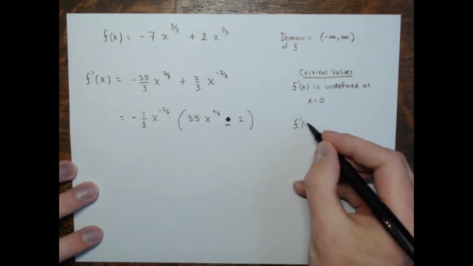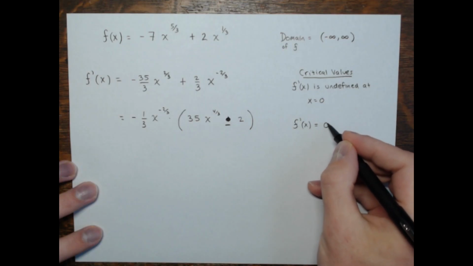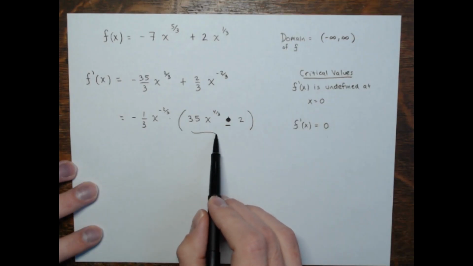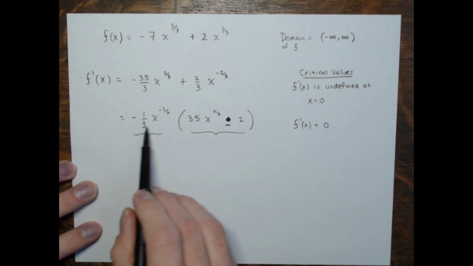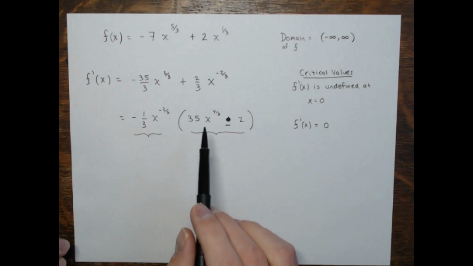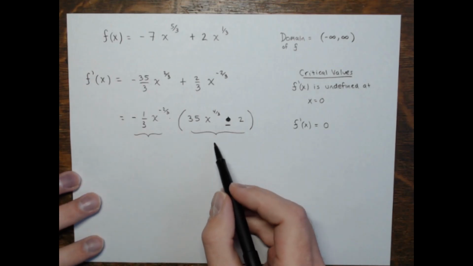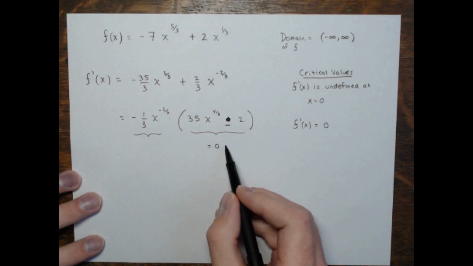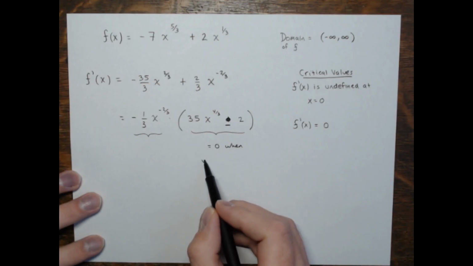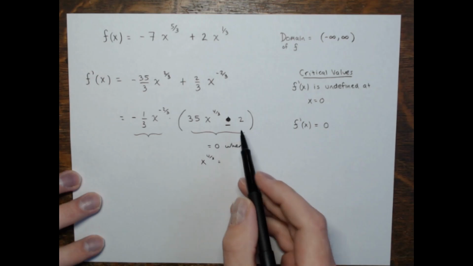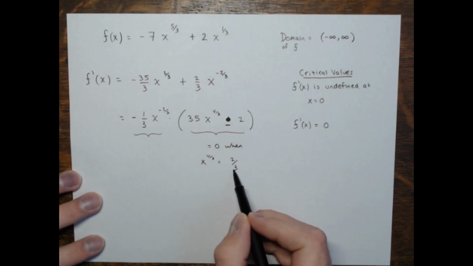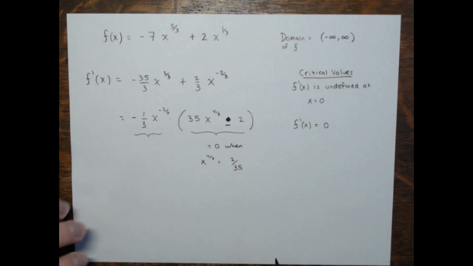And then the first derivative equals 0 when this other factor is 0, because again, this first one would be negative 1 over 3x to the positive 2/3. That'll never be 0. The numerator is never 0. But this factor will be 0. Right, this equals 0 when x to the 4/3 equals positive 2/35. I would add 2, divide by 35.